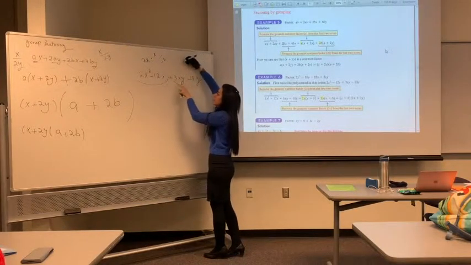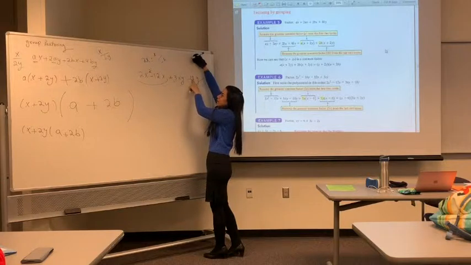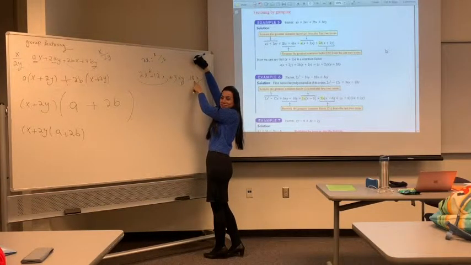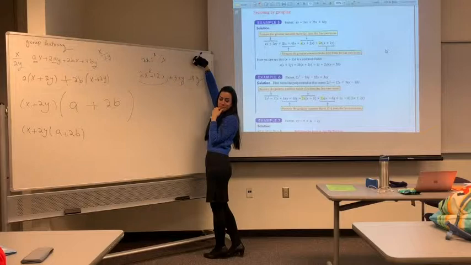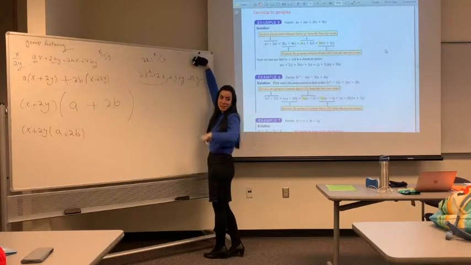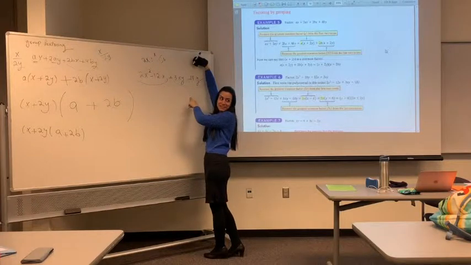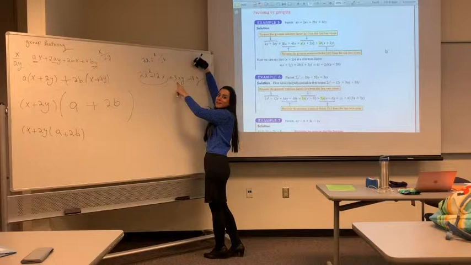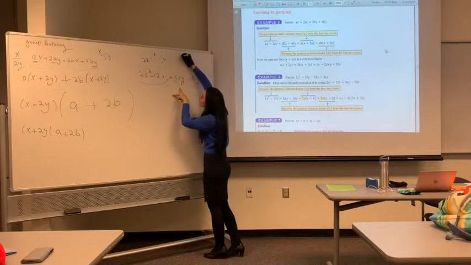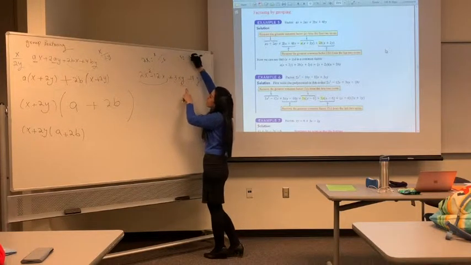I see y is common, and then what else? 6 times 3 is 18. So what is common between these two? 3. Because you only have the 3, the smaller one, you have to take 6 out of 3. So this is 6 multiplied by 3, this is 3 multiplied by 1, so 3 is common between these two. So 3y.